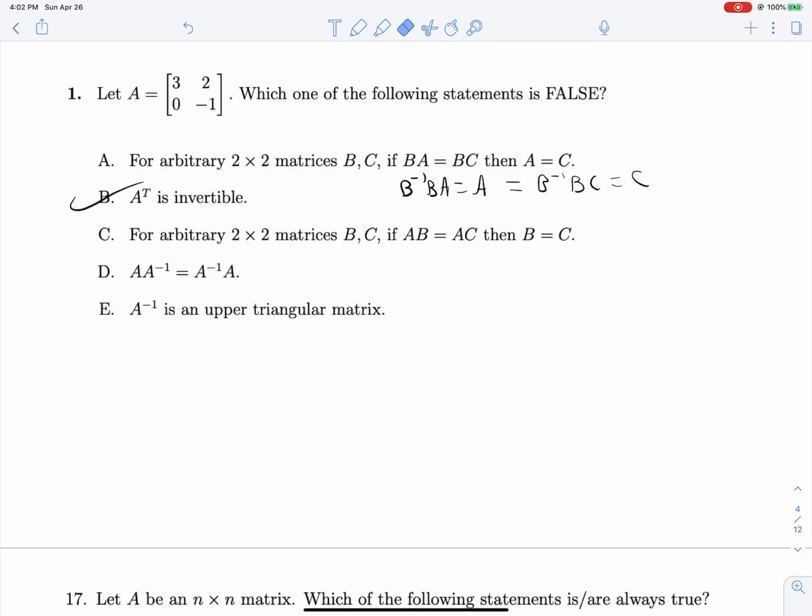Also, we're looking for the statement that's false. I should have read that. So we already know that A is false. Let's go look at these other ones, though. C: for arbitrary matrices B and C, if AB is equal to AC, then B is equal to C.